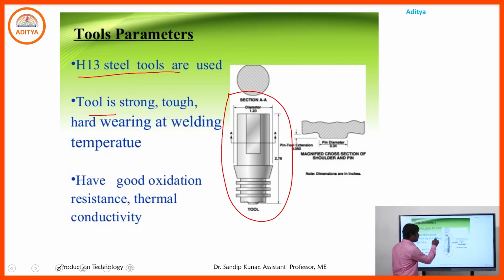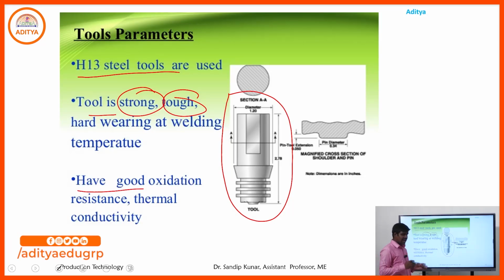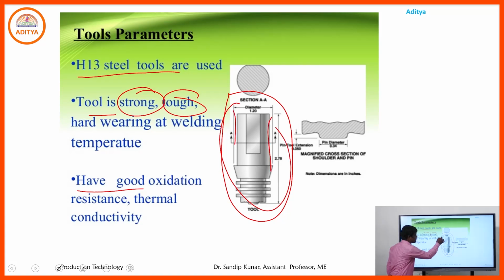So the tool must be strong and rigid, because when it applies pressure it must tolerate the higher pressure, otherwise it will be deformed. The tool must be strong, tough and hard, otherwise it will not sustain the pressure we apply during welding. It must also have good oxidation resistance, meaning corrosion resistance capability. Otherwise it will react with oxygen, and oxide will form on the outer surface of the tool.